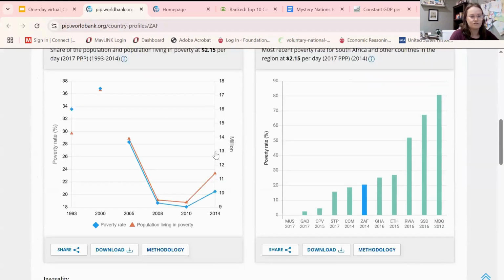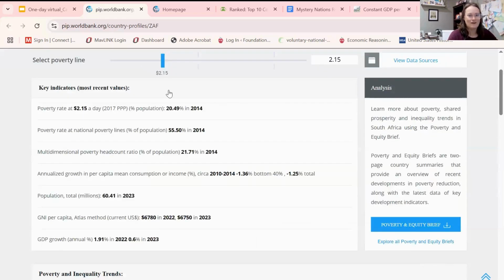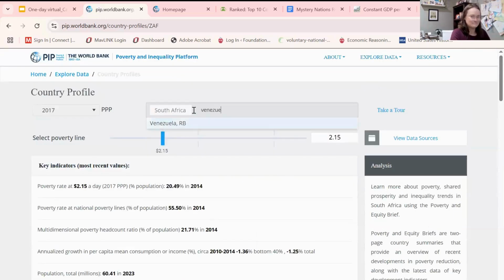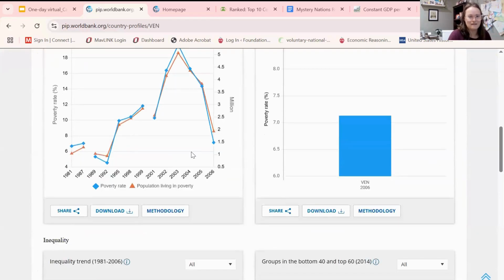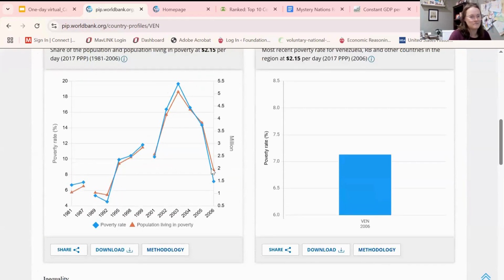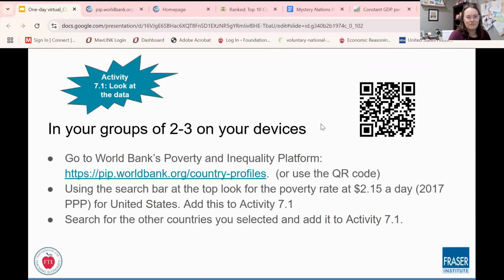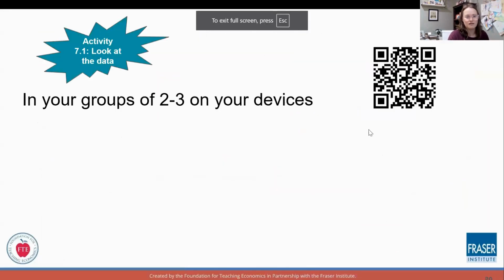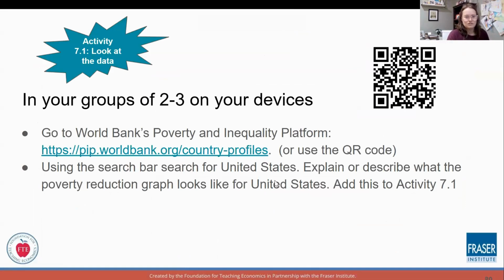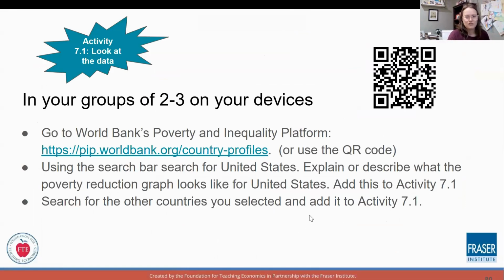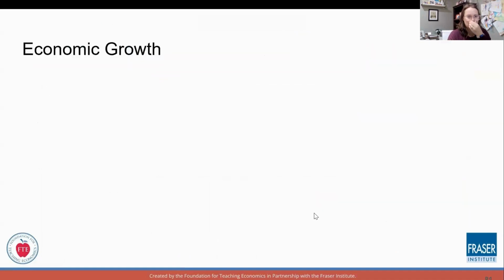So here's what's happening to South Africa. And keep in mind, this is all about collecting data, and it's collecting data from countries. So there's going to be gaps. I always tell my students, sometimes the gaps tell you something too. Venezuela has some interesting data, right? It's hard to rely on that data. Okay, so this is what that graph looked like. So I want you to search for that. I'm going to skip this. Economic growth.